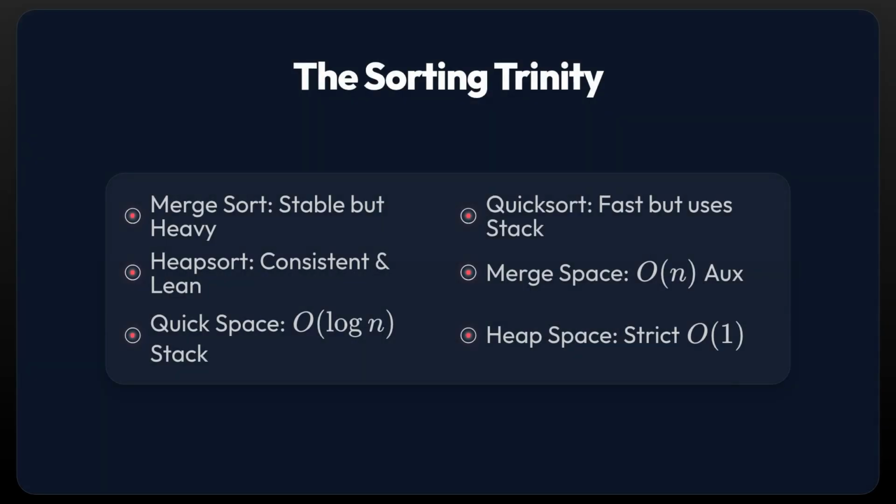We often compare three giants. Merge sort is stable but eats auxiliary memory. Quicksort is blazing fast but requires stack space for recursion. Heapsort occupies a unique niche. It combines the reliability of merge sort with strict O(1) space efficiency.